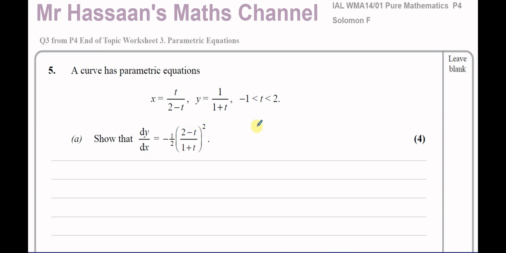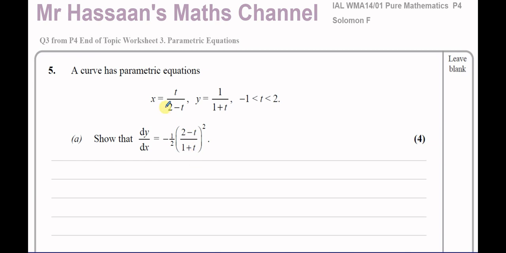This question here is about parametric equations. It says a curve has parametric equations x equals t over 2 minus t, and y equals 1 over 1 plus t, and t varies between minus 1 and 2. So first we've got to show that dy/dx equals minus a half times, in brackets, 2 minus t over 1 plus t, all squared.